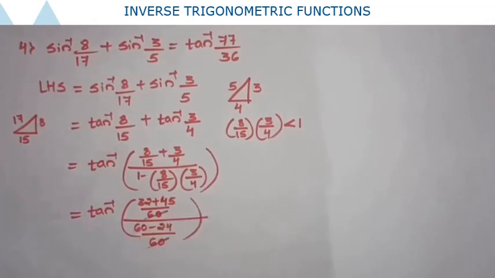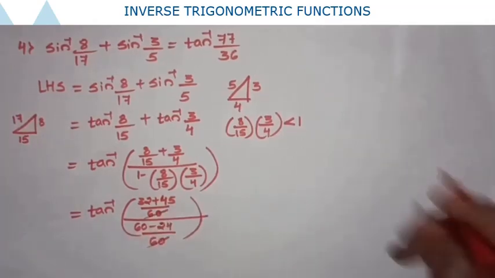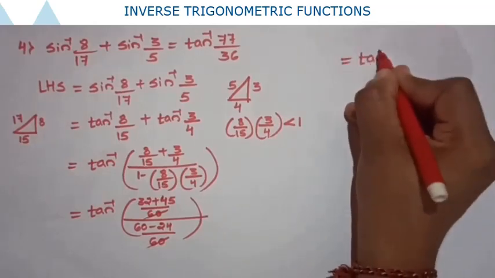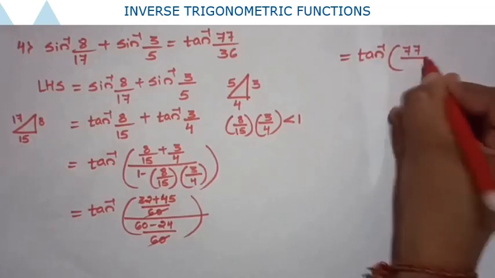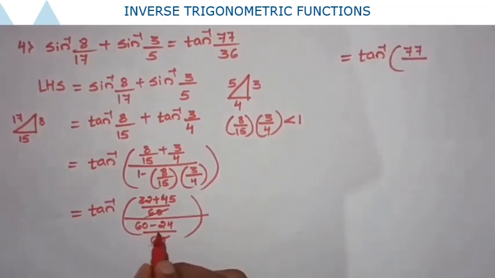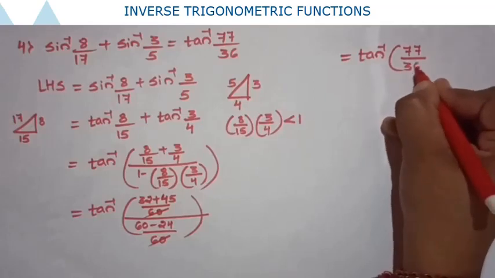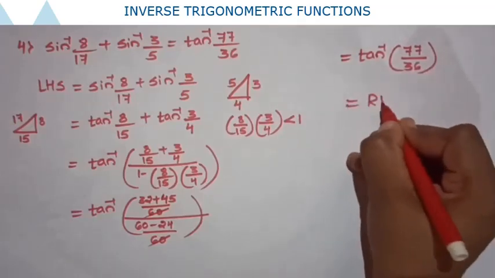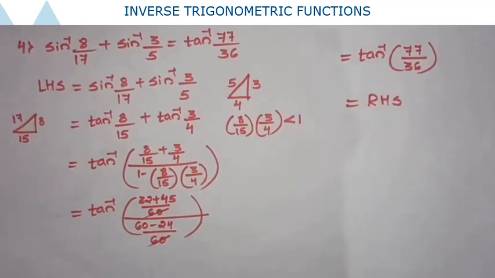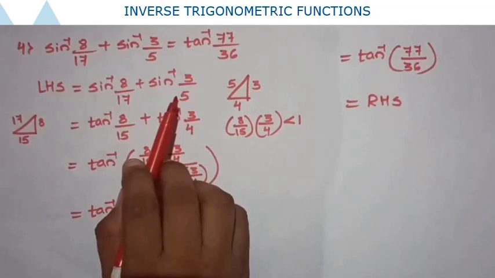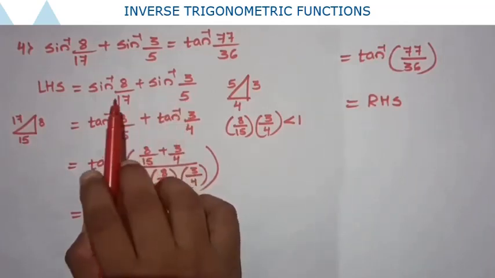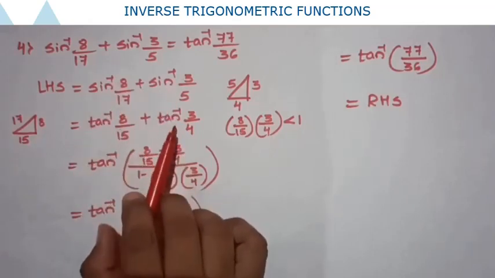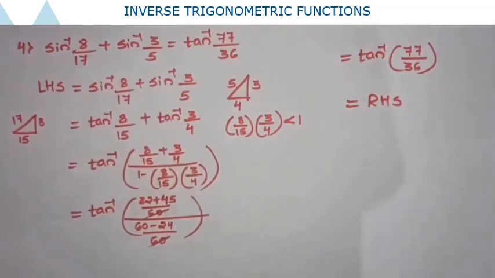So numerator LCM and denominator LCM get cancelled, so that we have tan inverse numerator 32 plus 45. 32 plus 45 gives 77, whole divided by 60 minus 24. 60 minus 24 is nothing but 36. So this is the RHS side. We don't know the formula for sin inverse x plus sin inverse y. We know only the formula tan inverse x plus tan inverse y and tan inverse x minus tan inverse y, so we need to convert to tan inverse, these two. So hope you understood this example.